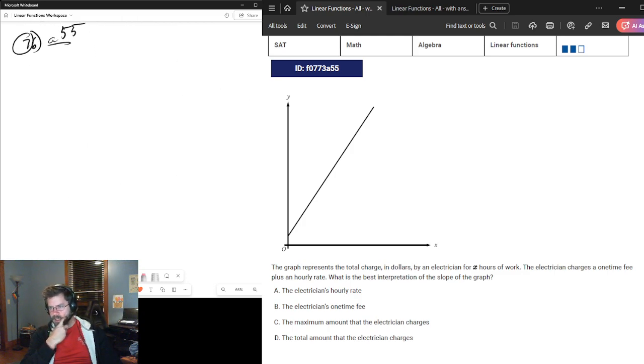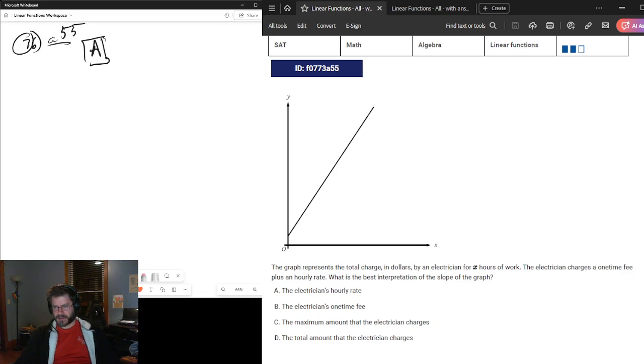Finally, a graph. We haven't seen too many graphs so far in this. Okay, total change in dollars charged by an electrician, x hours of work. Okay, x is our time, y is our cost. The electrician charges a one-time fee plus an hourly rate. Okay, the slope is the hourly rate. Yeah, A. Wow, easy enough. The one-time fee, of course, would be the y-intercept.